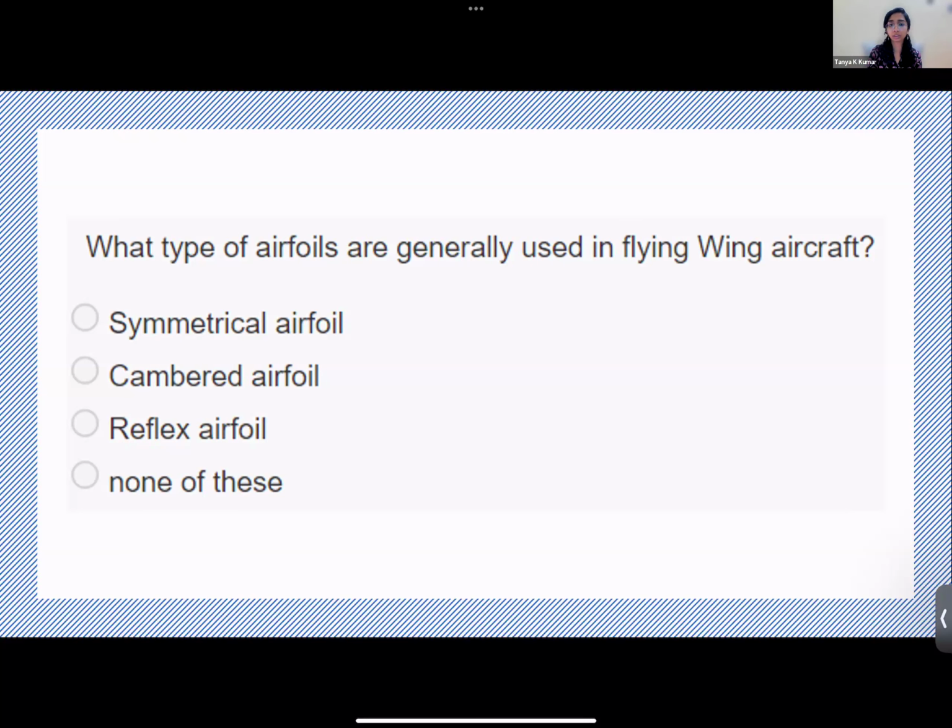Why did you say cambered? What was your reasoning? I think in week 2 or 3, when we were discussing airfoils and stability, we had looked into this. Okay, as in flying wing, no horizontal tail is provided. So if a horizontal tail was provided, what kind of airfoil would you use? Cambered. Why is this different?